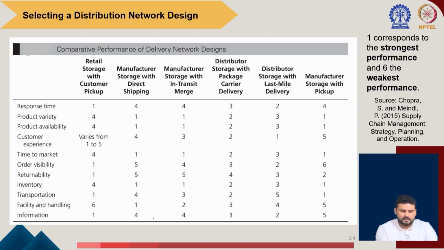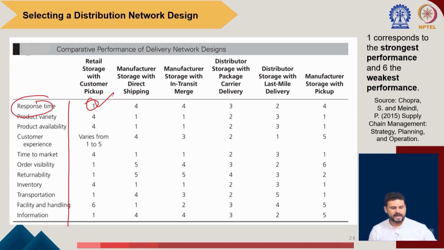So you can rate different kinds of delivery designs and distribution networks with respect to all those parameters. 1 corresponds to the highest preference, and 6 means very poor performance. If you talk about response time, the highest performance is given to retail storage with customer pickup. You go to the retail shop and within 10 seconds you get the product, because you just ask the shopkeeper, I want this product. If the product is available, within 10 seconds you will get it. But with online, where you place the order, it will take a minimum of 2 days, 3 days, 4 days, or higher.